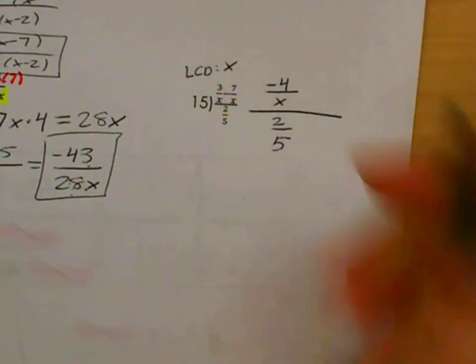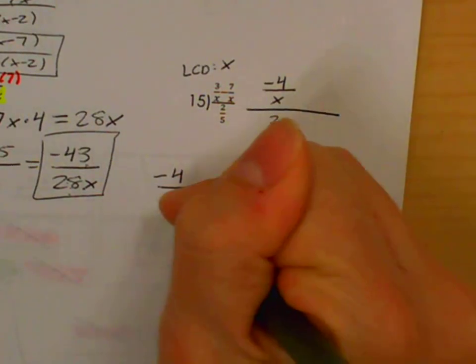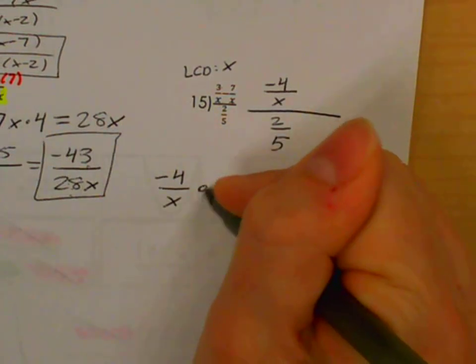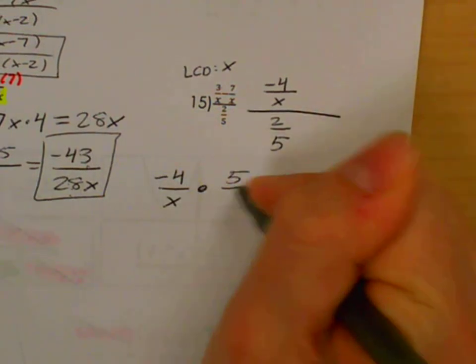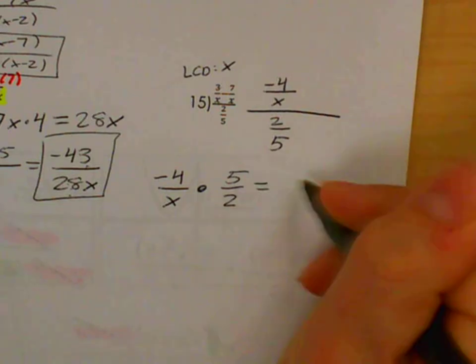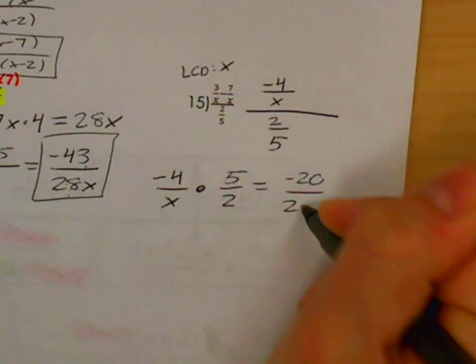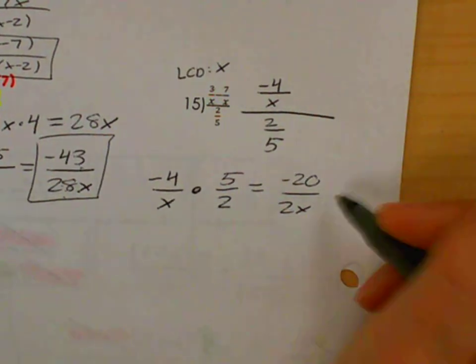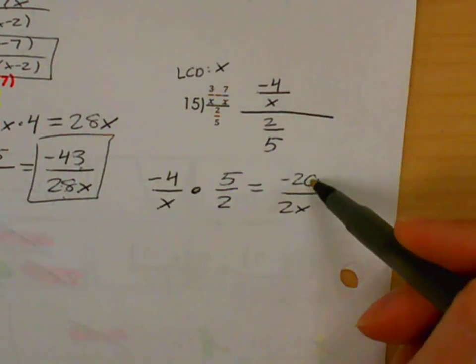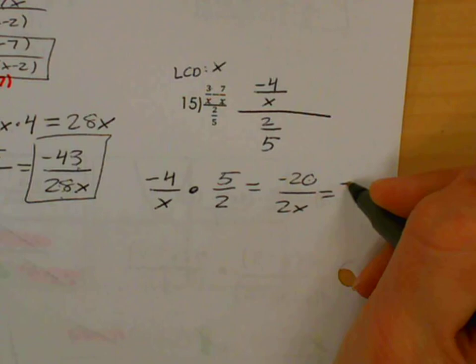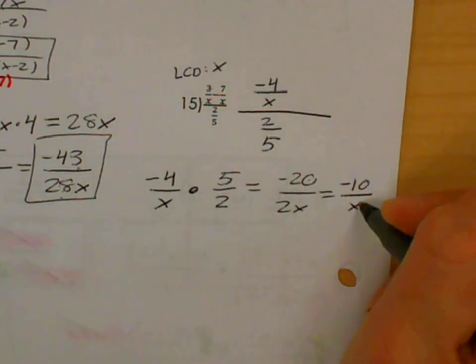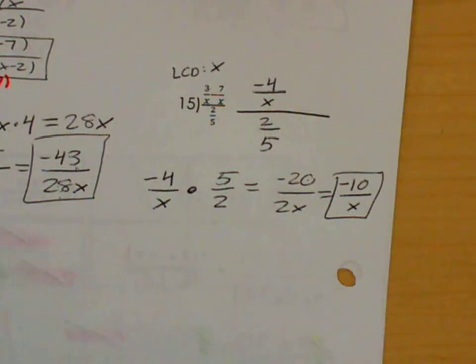This is the first fraction. I change division to multiplication, and I flip the second fraction. This gives me top times top is negative 20. Bottom times bottom is 2x. Again, we always look to see if we can simplify, and we can. Negative 20 over 2 is negative 10, and over x. And that is topic 16b for Unit 6.